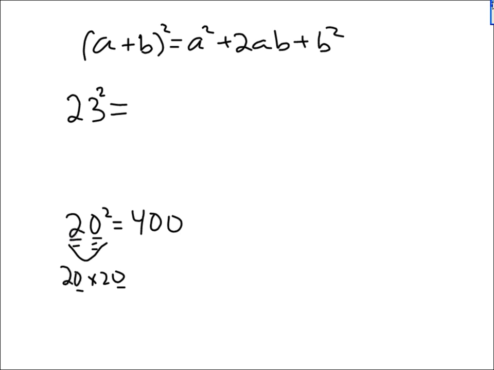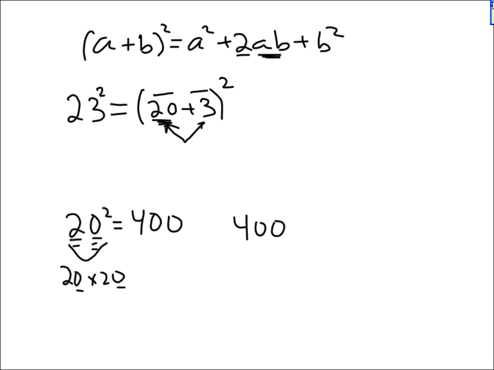23 squared. Well, 23 is 20 plus 3. You want to square it. Well, the first squared is 400. And you multiply those two numbers, you get 60. But you have to double it. That's a times b. A is 20 and b is 3. That's 60. You have to double it. It's 120. 400 plus 120. You should be able to do that in your head. Plus 3 squared is 9. The answer is 529. No calculator.